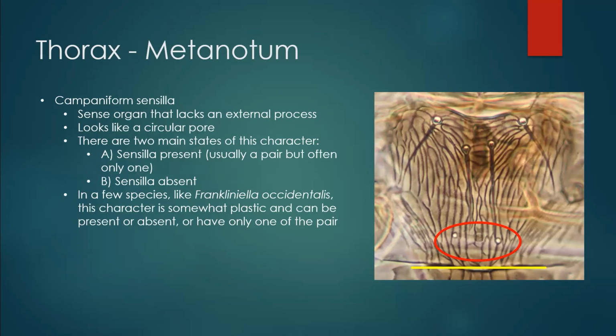Also located on the metanotum are the campaniform sensilla. These are sensory organs that lack an external process and resemble a circular pore in the surface of the exoskeleton. They are typically located near the posterior margin, indicated by a yellow line, as before, of the metanotum. There are 2 main states to this character. A pair of sensilla are present. In some cases, only a single sensillum is present, or the campaniform sensilla are absent. In some species, like the western flower thrips, Frankliniella occidentalis, this character is somewhat plastic and can be present, absent, or have only one sensillum of the pair.